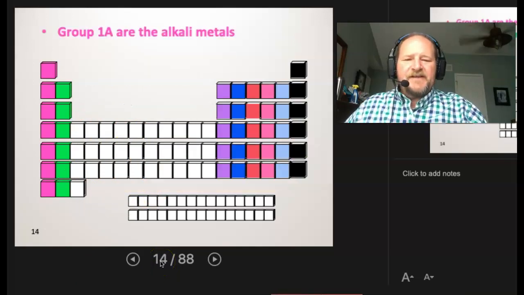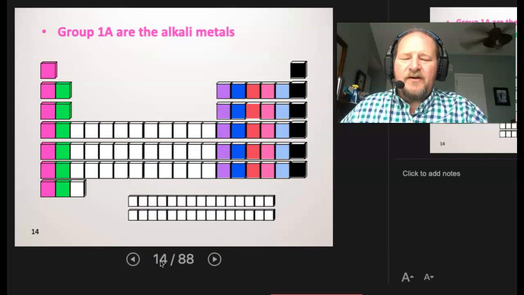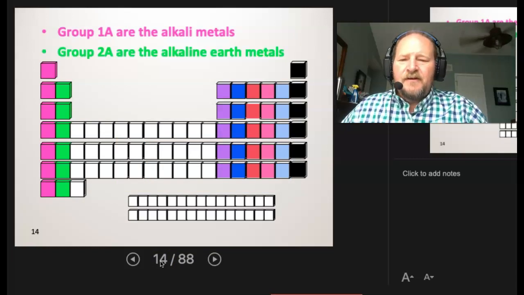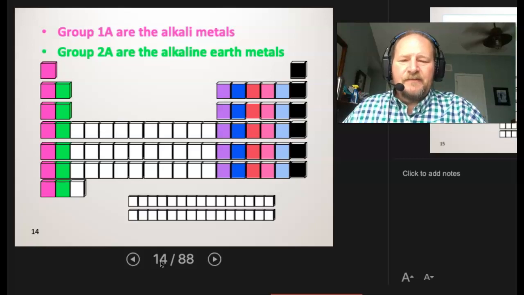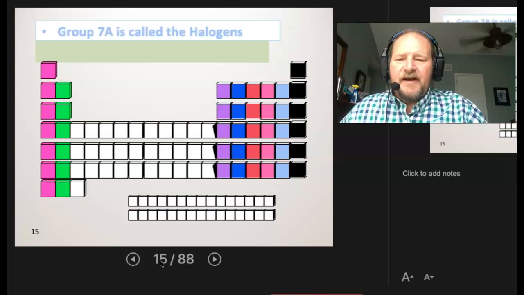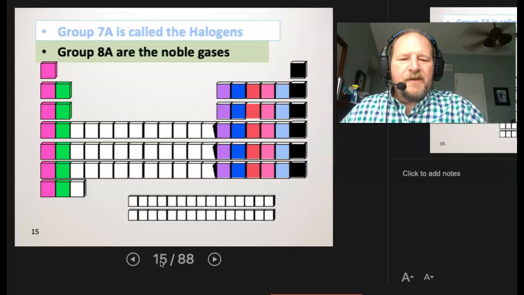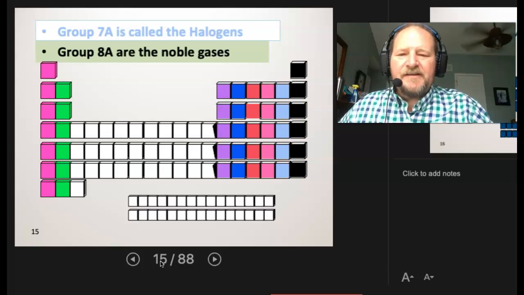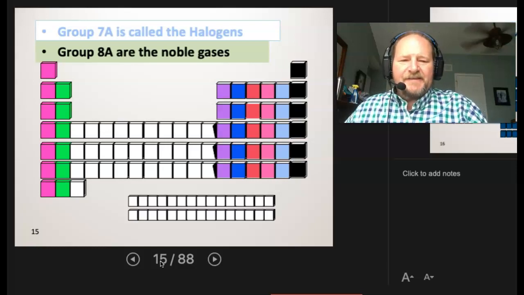Now your family names that I need you to know: group 1A are called the alkali metals. Group 2A are called the alkaline earth metals. 7A, all the way to the other end, is called the halogens. And that last group, the 0 group, you probably already know, most people do when they come into my class, it's the noble gases.